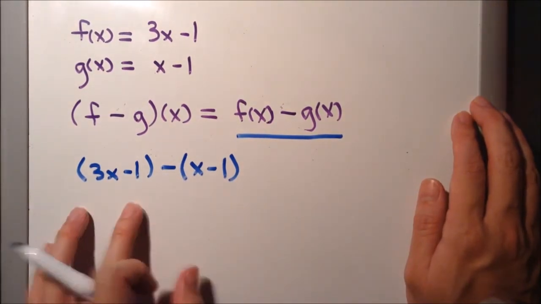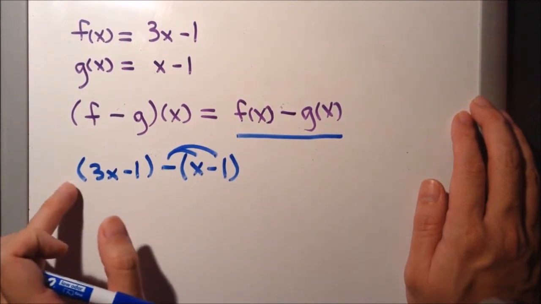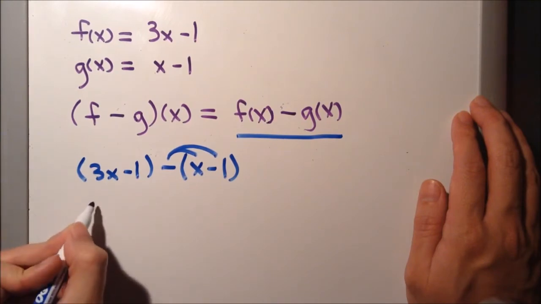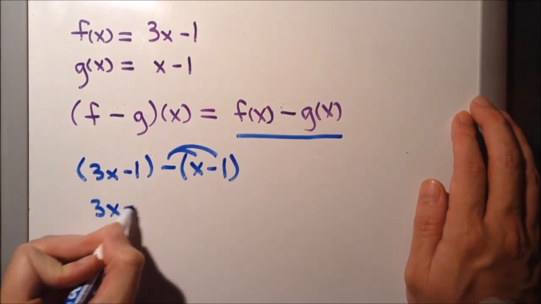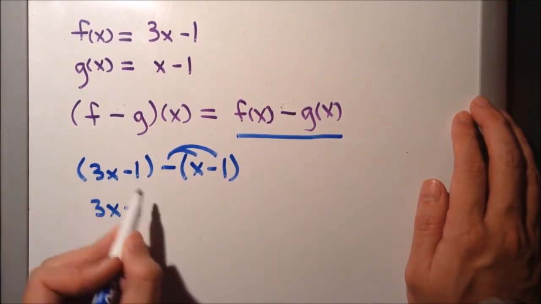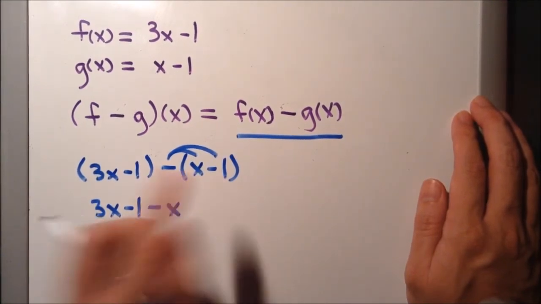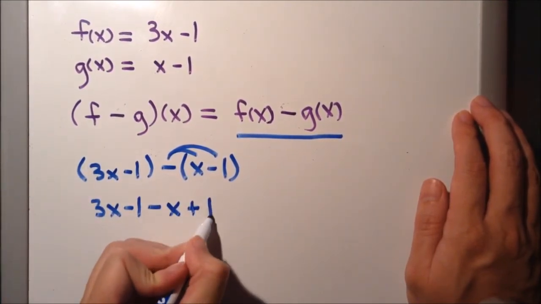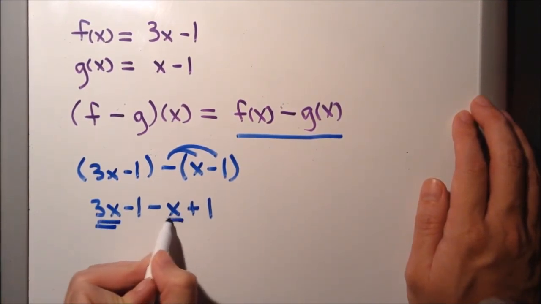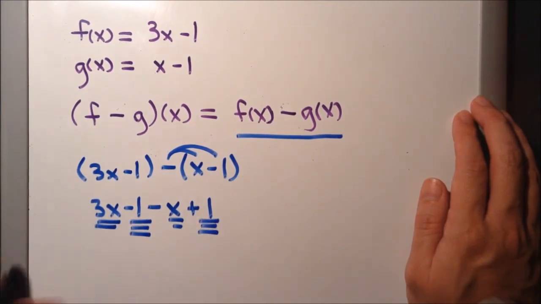So after we set it up, I'm going to distribute the minus. So again, since there's nothing except for an invisible 1, I'm going to drop the parentheses, bring down 3x minus 1. Then I'm going to distribute the minus to this positive x, which will make it minus x. This minus to this negative 1, that will change to a plus 1. Now, combine like terms. So all the x go together, and all the numbers will go together.